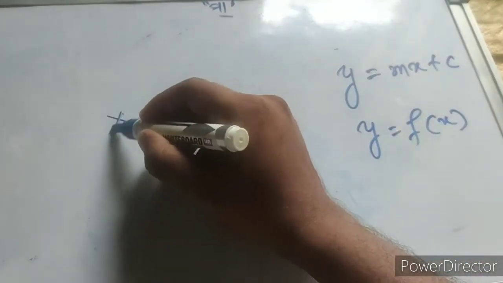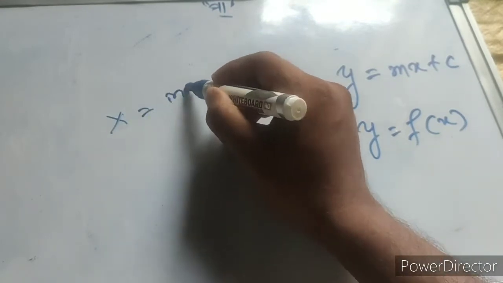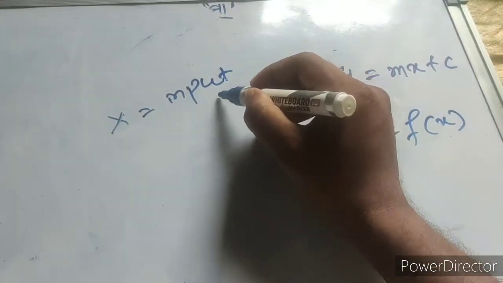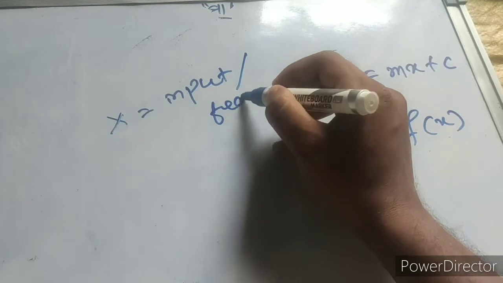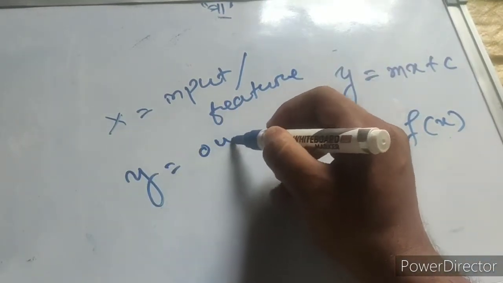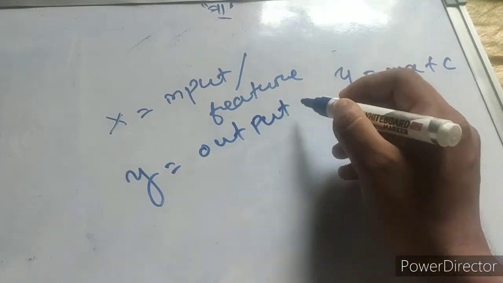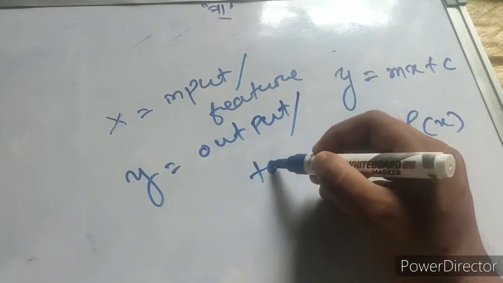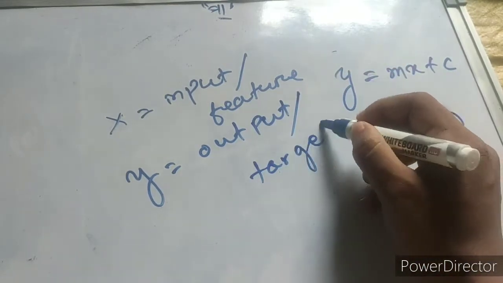Here x is the input or feature, and y is the output or target.